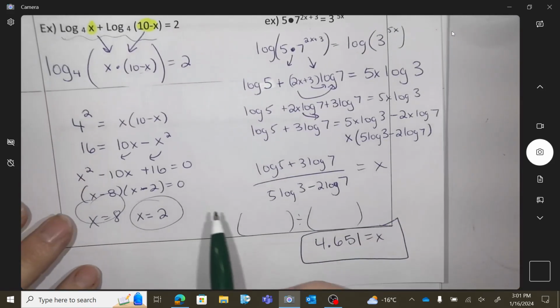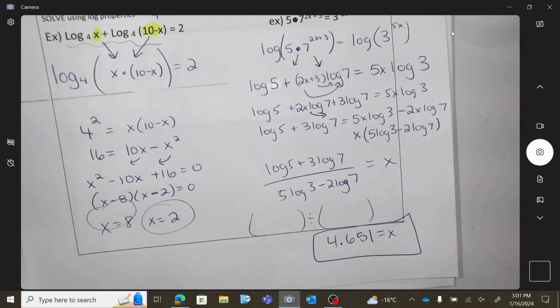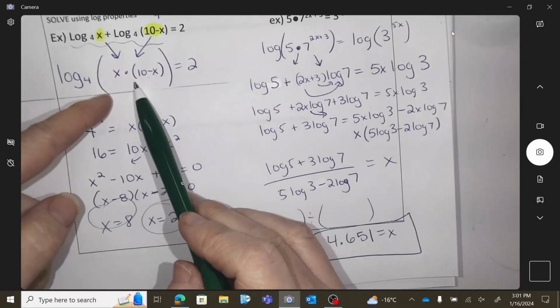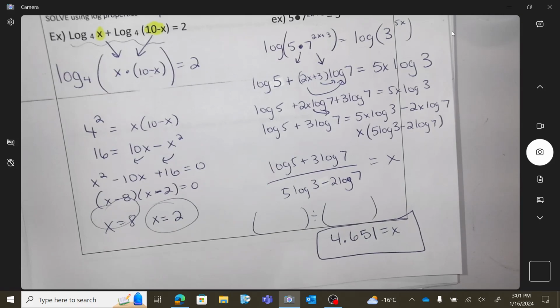If I summarize here, logs glue together, turn to exponential. Exponential, log, separate. You see how you're just doing opposite stuff? Glue, exponential, log, separate. Okay, got it? Opposite things.